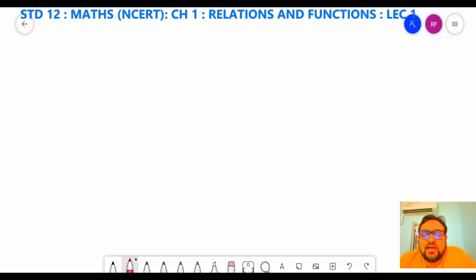Today we'll start with the first chapter of Standard 12 Mathematics, and the name of the chapter is Relations and Functions. You had already learned about the basics of relations and functions in Standard 11, about the relations, domain, codomain, range, and so on. Clear? So now today we are going to start with types of relations. Okay, so let's start.